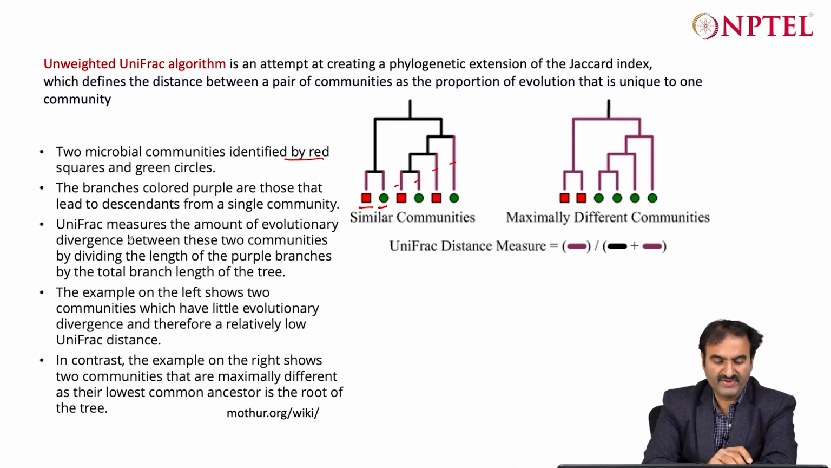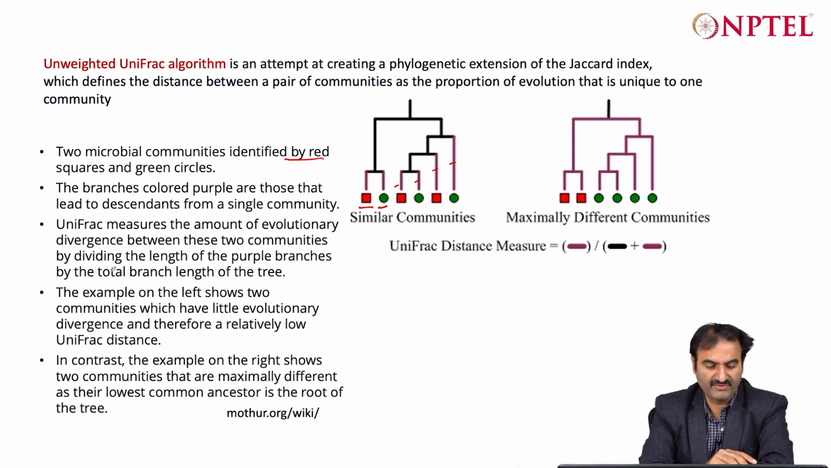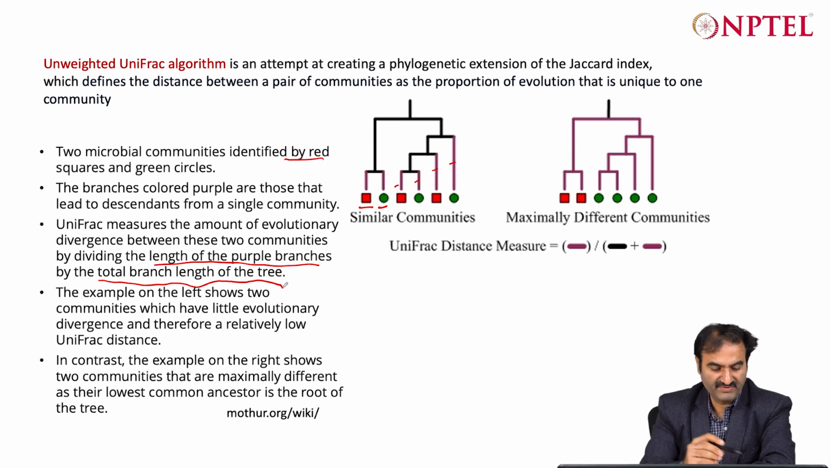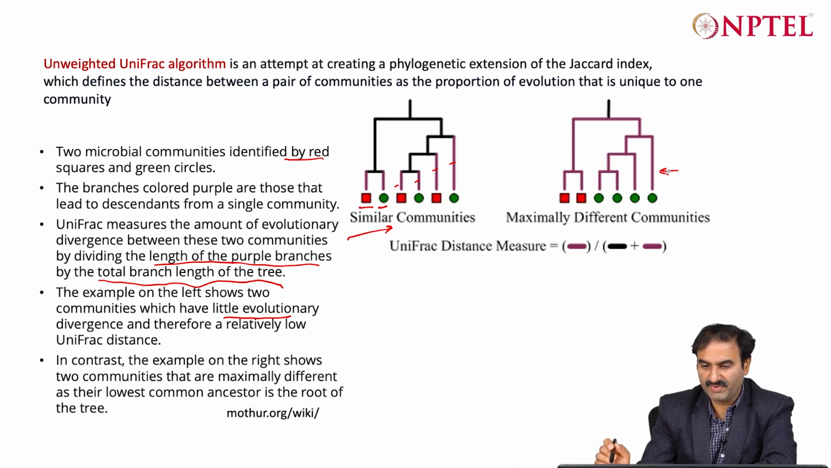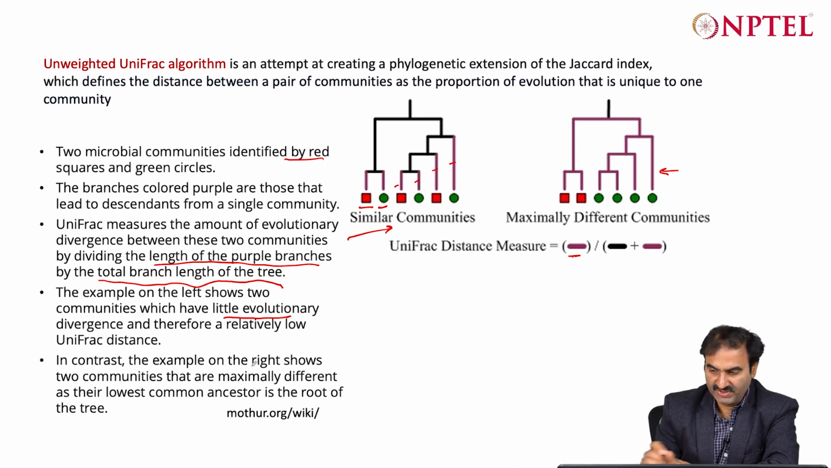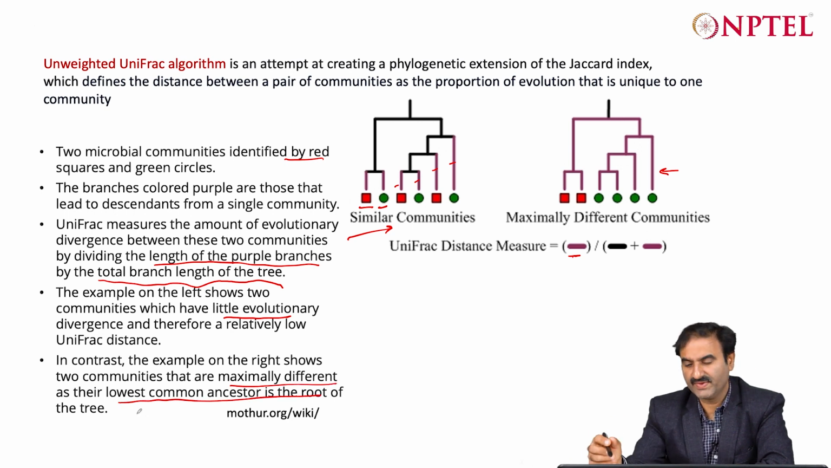Okay, so UniFrac measures the amount of evolutionary distance between two communities by dividing the length of purple branches by the total branch length of the tree. So this way you can see that there was very little evolutionary distance in this case, whereas here it is purple labeled. On the right it is showing that the two communities are maximally different as the lowest common ancestor is the root of the tree, right.